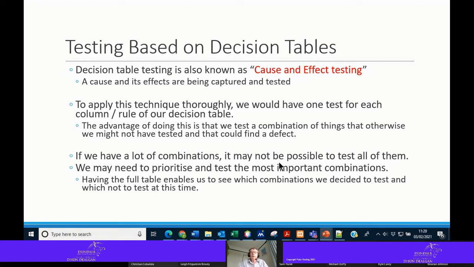Now, if we have a lot of combinations, it may not be possible to test them all because there is a finite amount of time. So you may need to prioritize and test the most important combinations. Having a full table enables us to see which combinations we decide to test and which we decide not to test. So we might look at the ones and say, well, actually, that one and that one are the ones that, from a programming point of view, could cause problems. So we'll look at them.